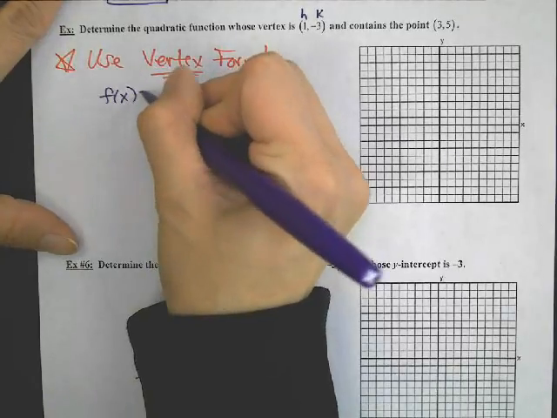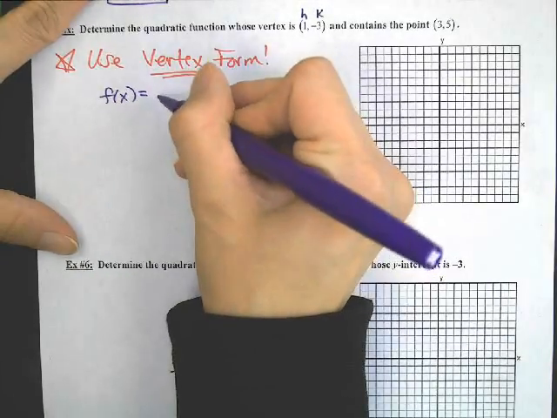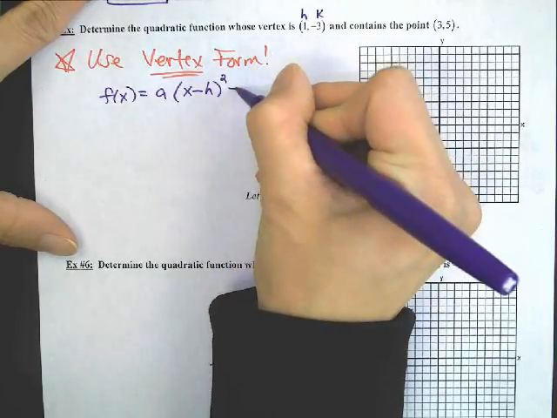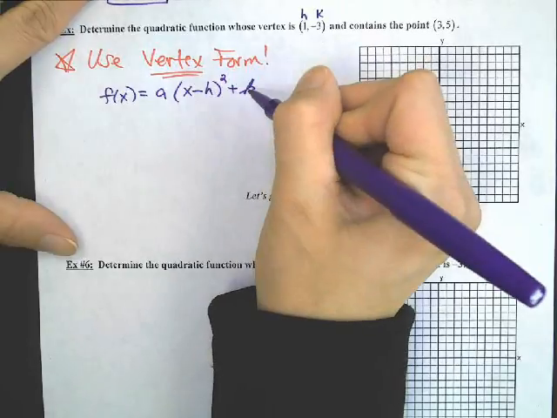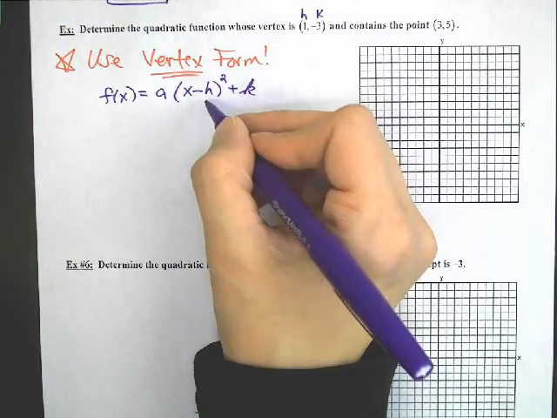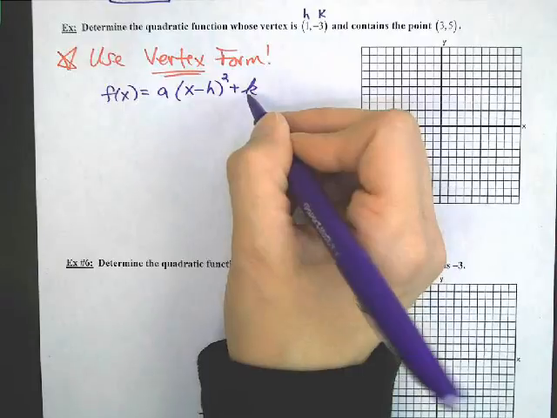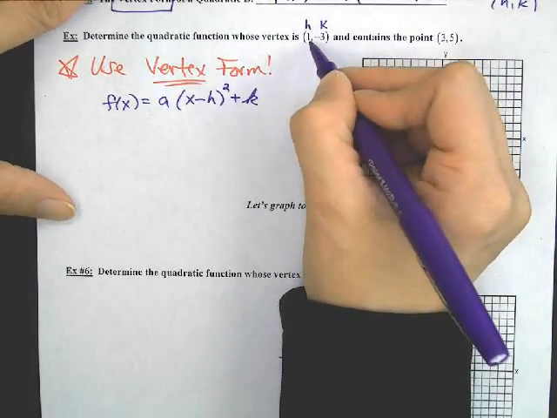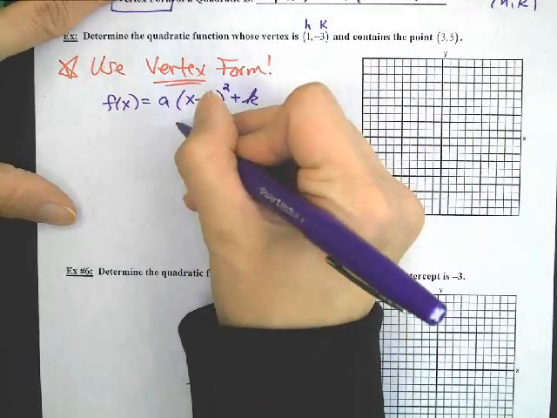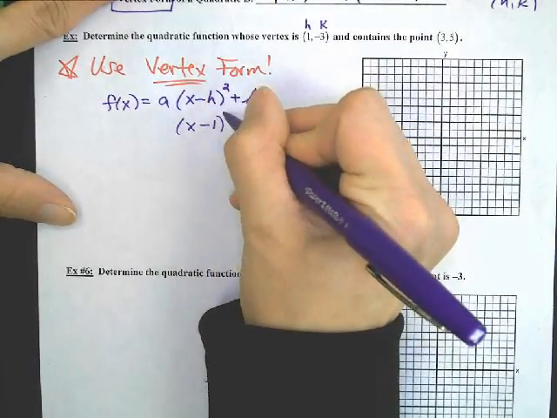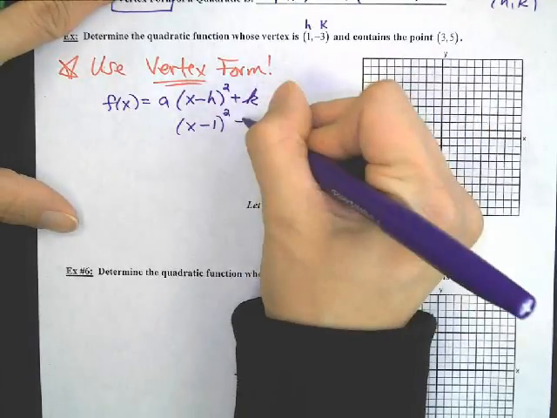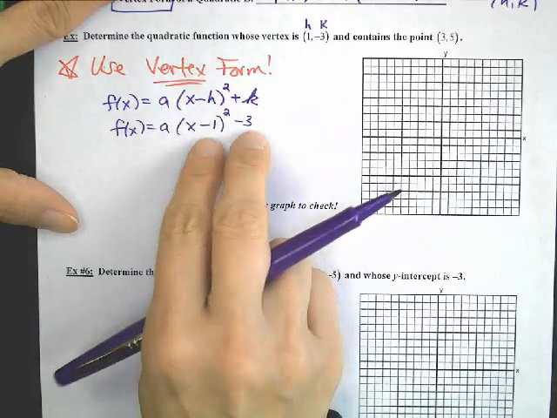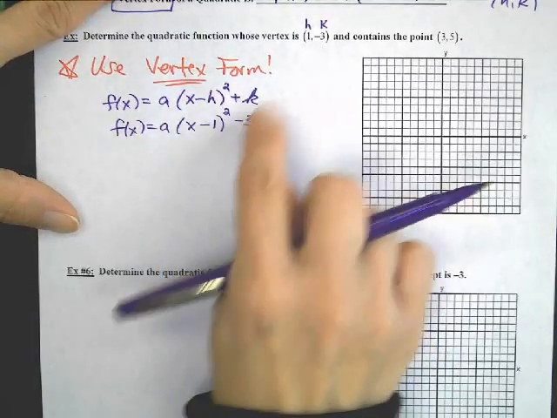F of x equals, first comes the outer number, that vertical stretch shrink a, times x minus h quantity squared plus k. Notice there's 1 minus sign and 1 plus sign, because minus actually means to the right, and plus is up. Okay, so if it says the vertex is 1, negative 3, let's put 1 into the h spot, x minus 1, and let's put minus 3 into the k spot. How does this look so far? Does that look like the vertex? 1 to the right, 3 down?